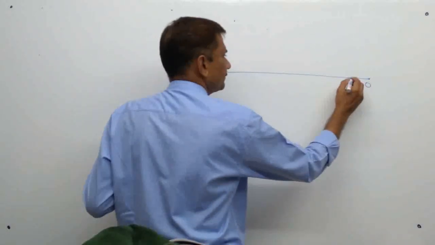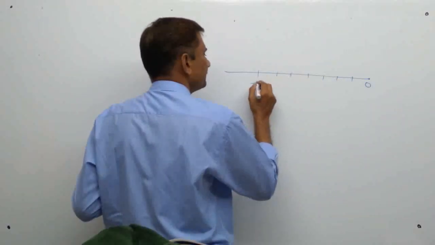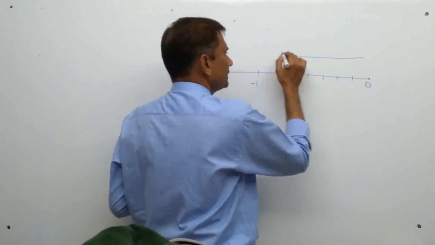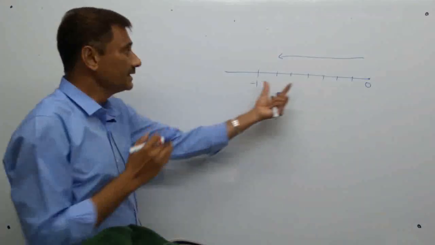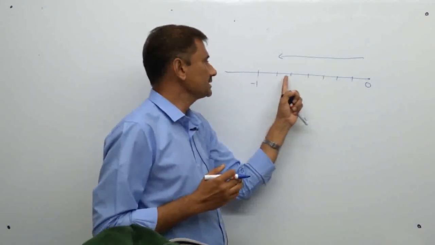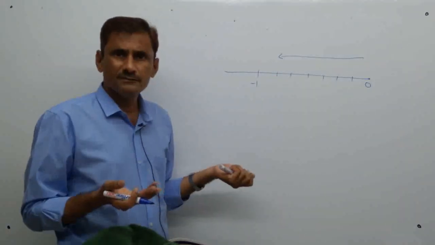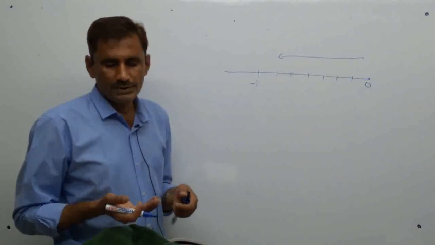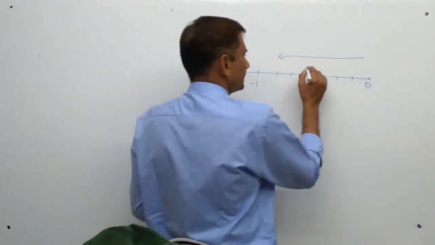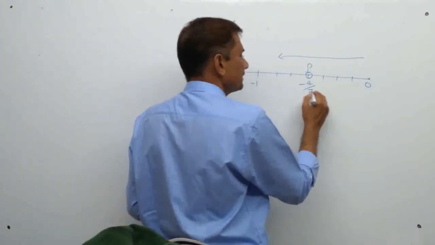It is 0, then 1, 2, 3, 4, 5, 6, 7. Obviously if you go this side, they are minus 1, minus 2 like that. Now here minus 1 by 7, minus 2 by 7, minus 3 by 7, minus 4 by 7, minus 5 by 7, minus 6 by 7. Minus 7 by 7 means minus 1 only. Now P is at number 4, so obviously it will be minus 4 by 7.